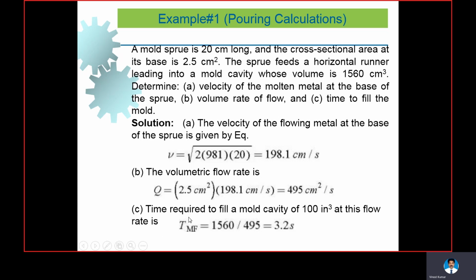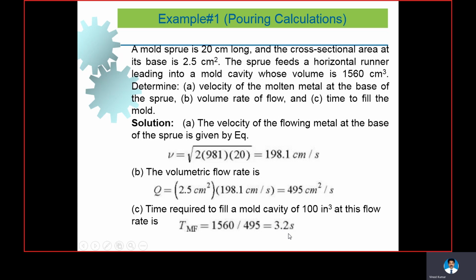Then the time required for filling the cavity is equal to the volume divided by Q, V by Q. Volume is 1560 and Q is given here. So we calculated Q as 495. So this will give you the time required for filling, which is 3.2 seconds.